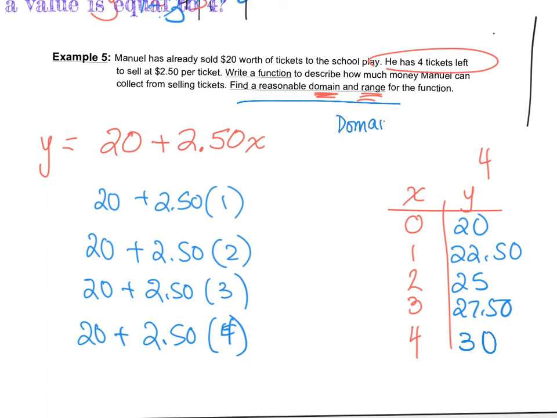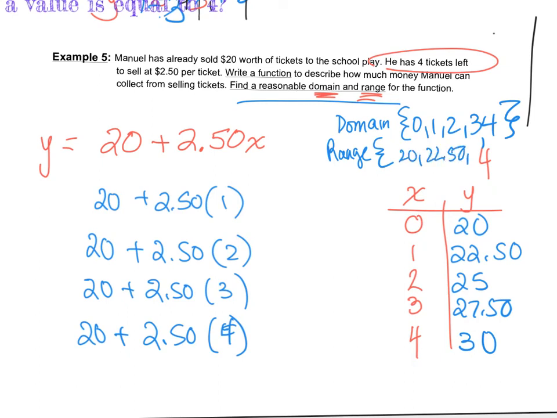So the reasonable domain, you would write the following. If you recall how to write the domain, we just list all the X values: 0, 1, 2, 3, and 4. And the range would be all of the Y values that we calculated: 20, 22.50, 25, 27.50, and 30.